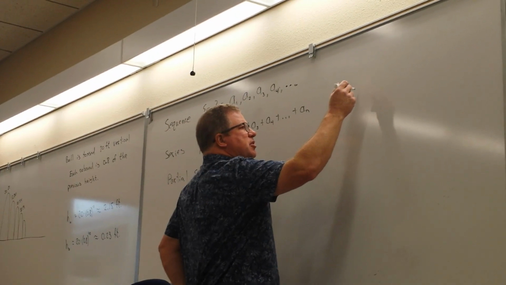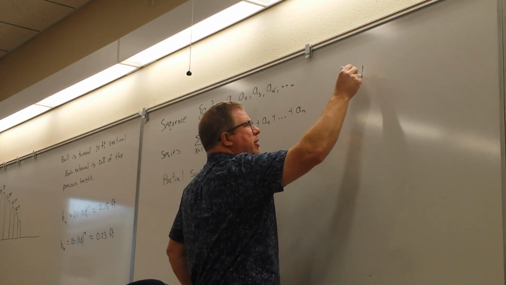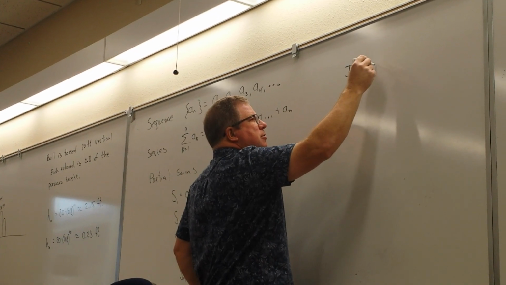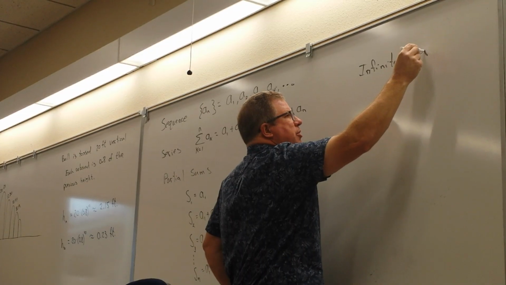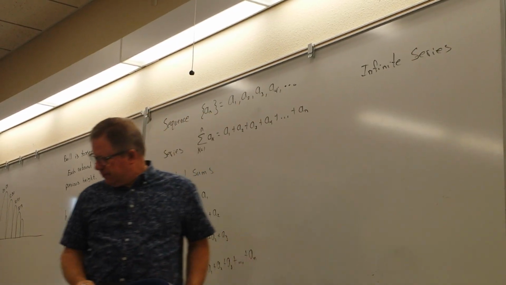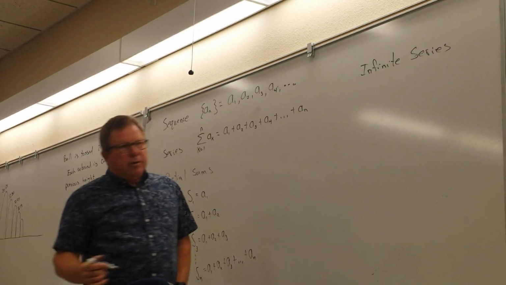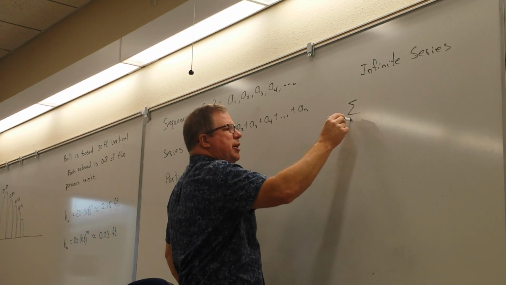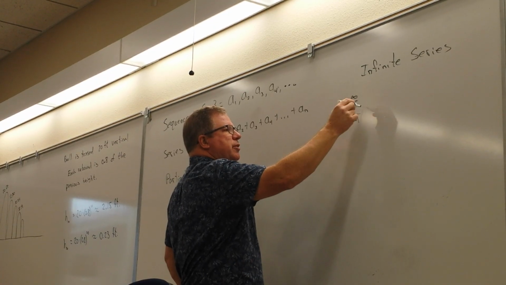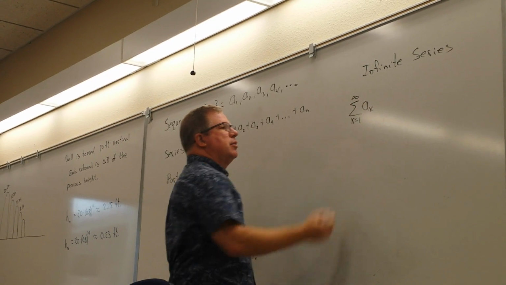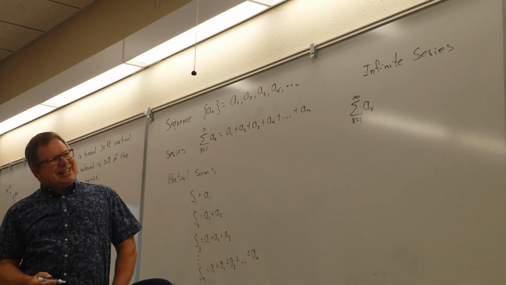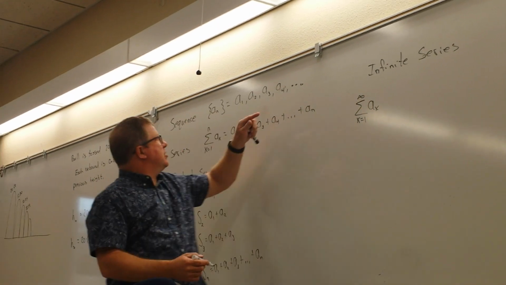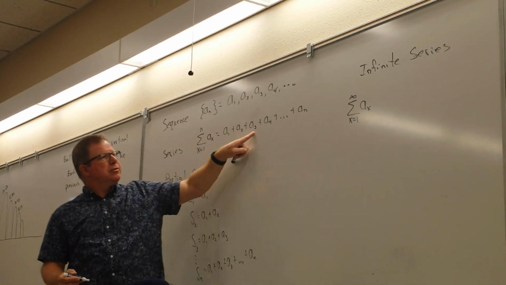An infinite series will look like this. This is just how we write it on paper. That's an infinite series. The sum as k goes from 1 to infinity of a sub k represents an infinite series: a sub 1 plus a sub 2 plus a sub 3. That's this. Okay?